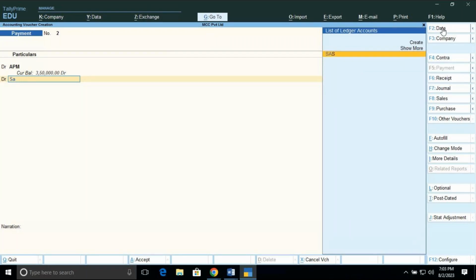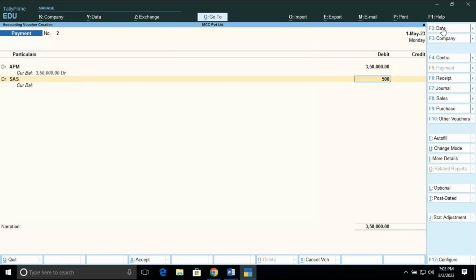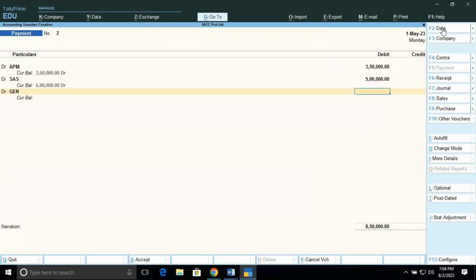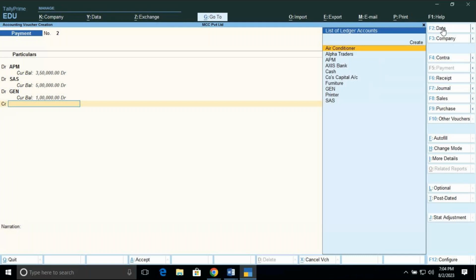Security system you select. 5 lakh. You punch in. And again you make it debit by pressing D. And you say generator. Enter 1 lakh. Then you say CR Alpha Traders.